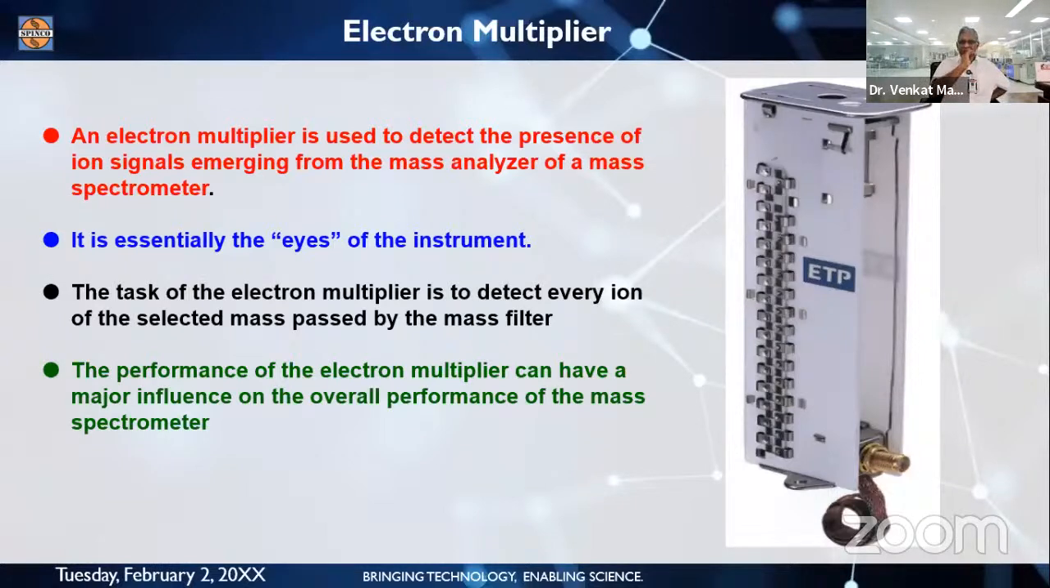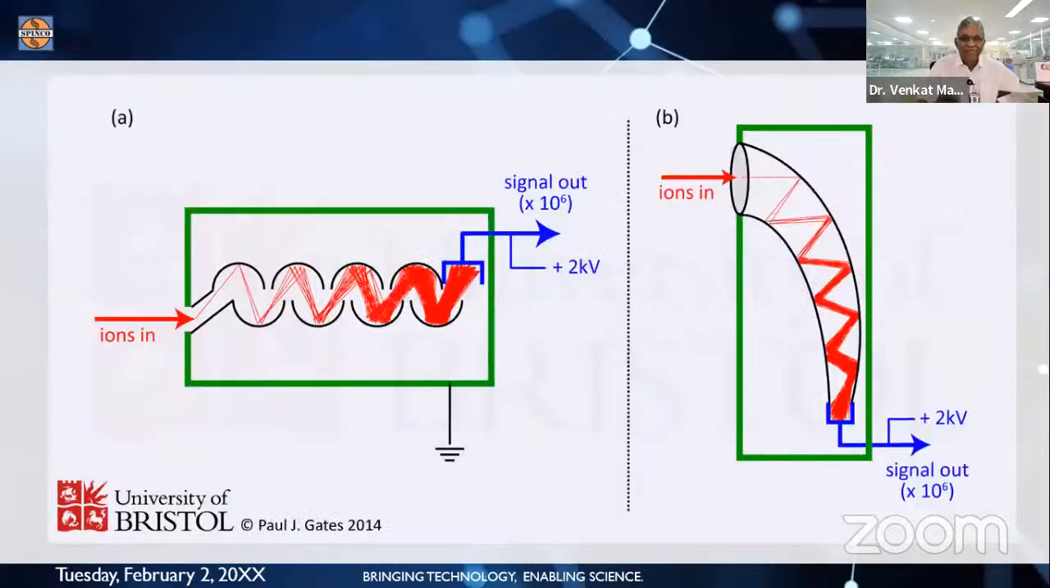We have entered into the mass spectrometer as a sample. We are now coming out of the mass spectrometer as a mass spectrum. This is the detector which does this job. A signal is out here. Very good.